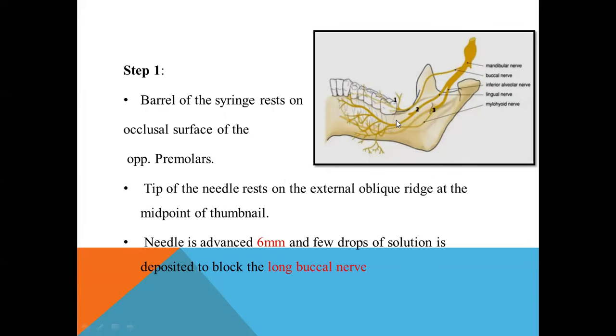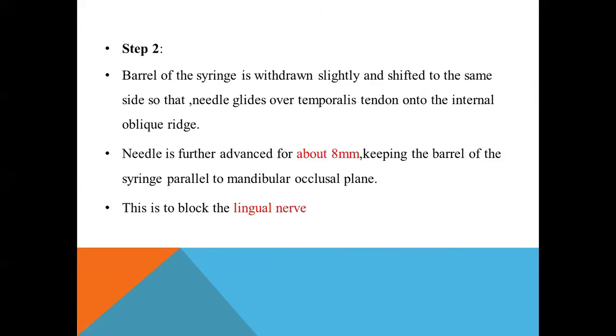In step 1, the needle is advanced up to 6 mm. In step 2, like 6 mm, you have already advanced the needle; in addition to the 6 mm, you are going to further advance the needle 8 mm. So totally, until step 2, we have advanced 8 plus 6 is equal to 14 mm. We have inserted the needle into the soft tissue.